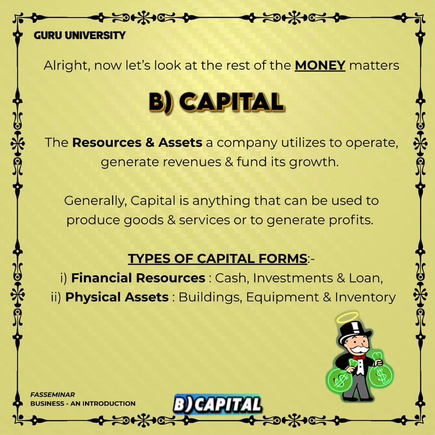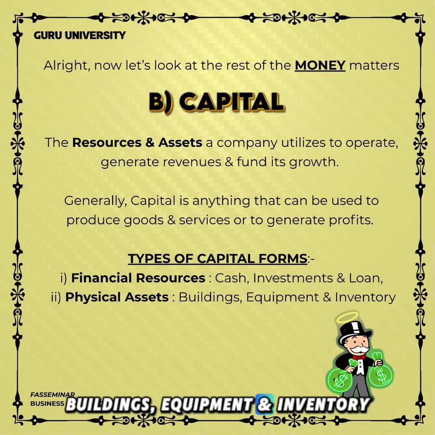B. Capital: the resources and assets a company utilizes to operate, generate revenues and fund its growth. Generally, capital is anything that can be used to produce goods and services or to generate profits. Types of capital forms: 1. Financial resources: cash, investments and loans. 2. Physical assets: buildings, equipment and inventory.